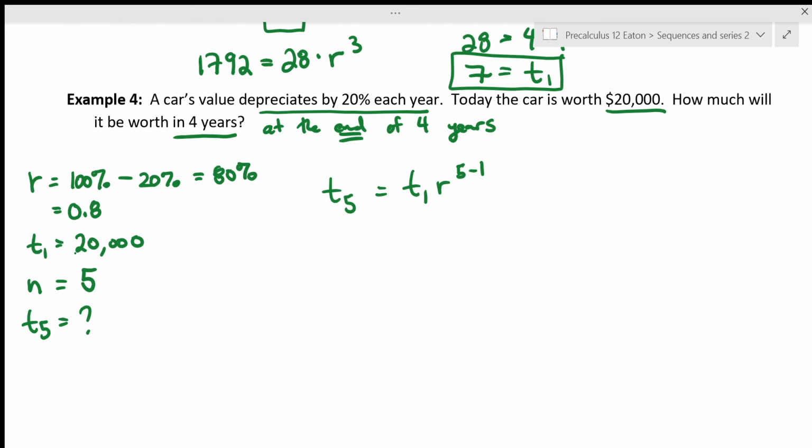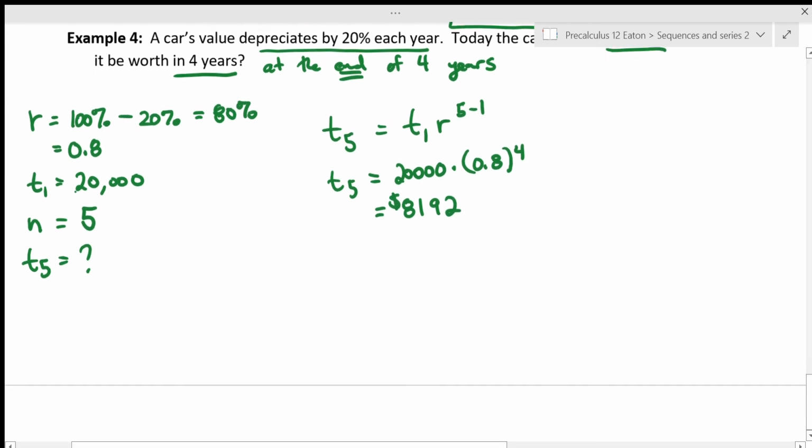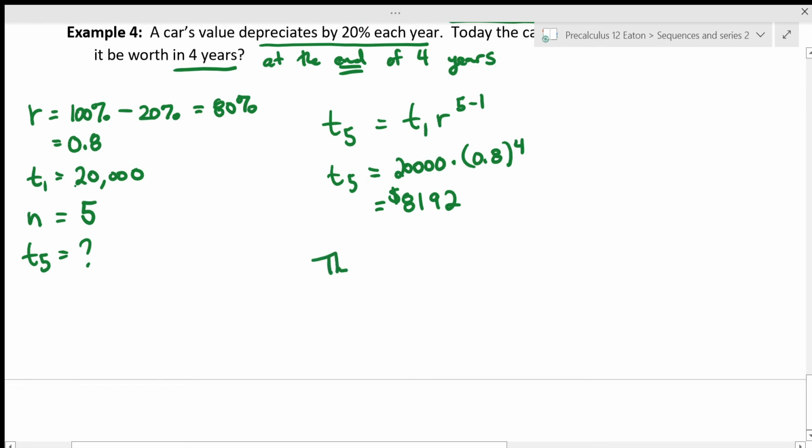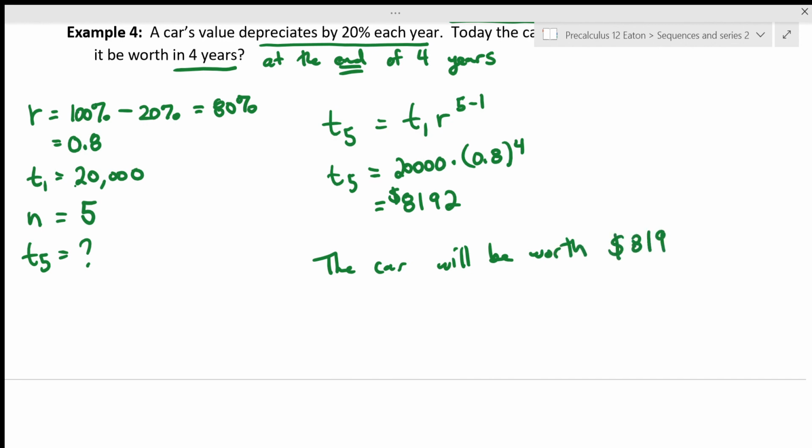So we have T5 equal to 20,000 times 0.8 to the power of 4. And I'm going to carefully do the 0.8 to the power of 4 first and then multiply it by 20,000. And I wind up with 8,192. Okay, and that's how much the car will be worth. The car will be worth $8,192.